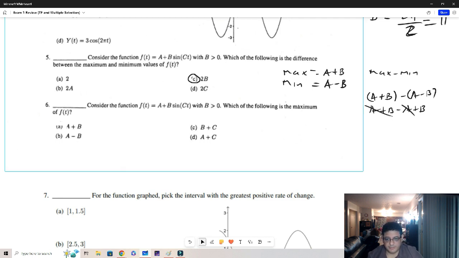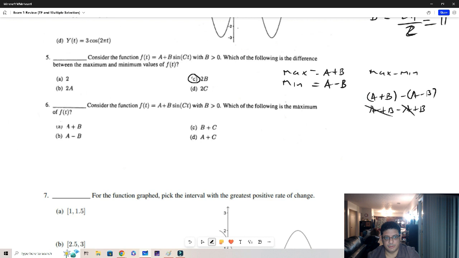Now in question number 6, we have the same function, but we're asking which of the following is the maximum. And so we just established this before, this is a plus b.